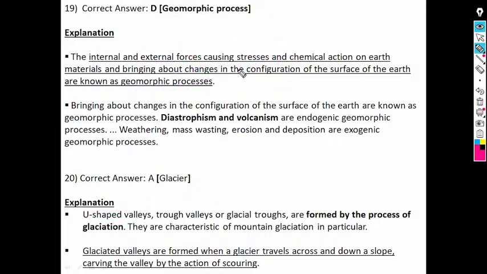Now see, geomorphic process is the internal and external forces. Basically, it is the internal and external forces causing stresses and chemical actions on the earth material and bringing about changes in the configuration of the surface of the earth, known as geomorphic process.